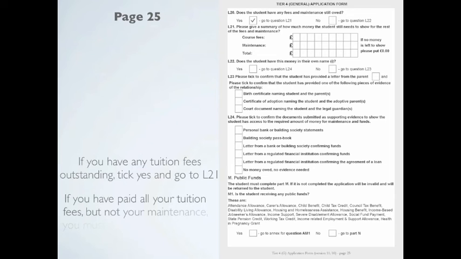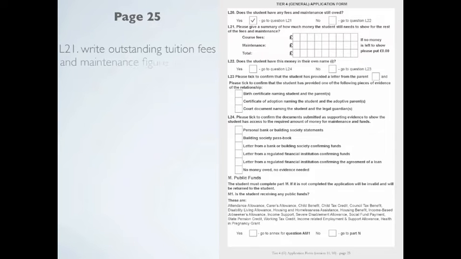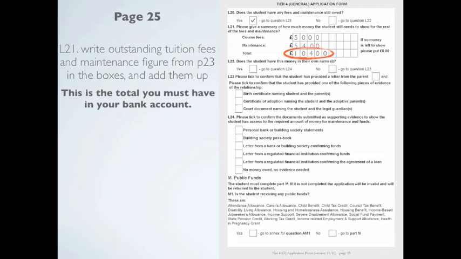If you have paid all of your tuition fees, remember that you still have to show the maintenance figure that you wrote on page 23 in L7 or L10, so you must tick yes and go to L21. L21. If you have any tuition fees outstanding, write the amount in the course fees box. Write the amount you calculated on page 23 in the maintenance box. Add the two amounts together to make the total. This is the amount you must have in your bank account.